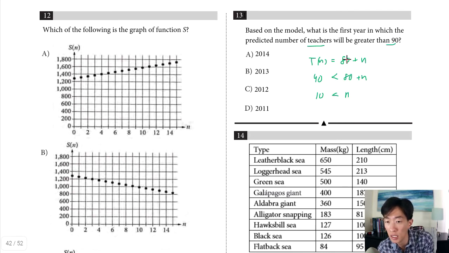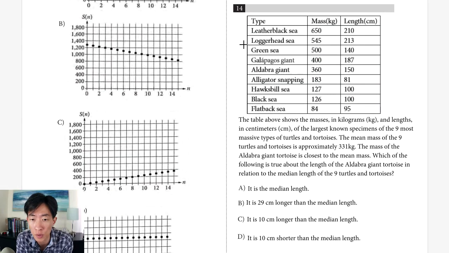Remember that n is the number of years after 2002. So the first year in which that's going to happen is really the year 2002 plus 10, which is 2012. But it has to be greater than 10, not equal to 10, so the answer is going to be B, 2013.